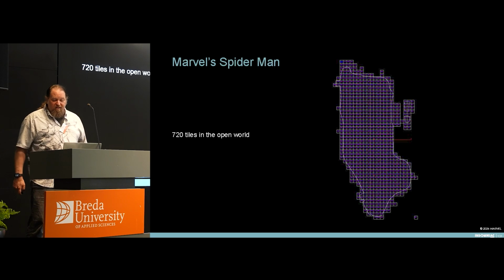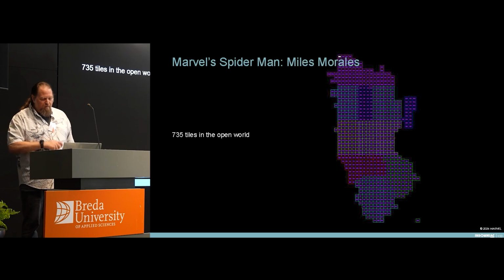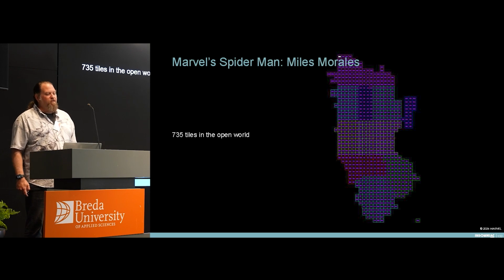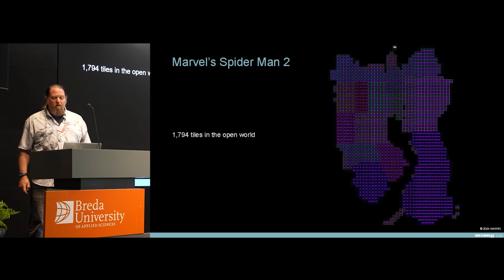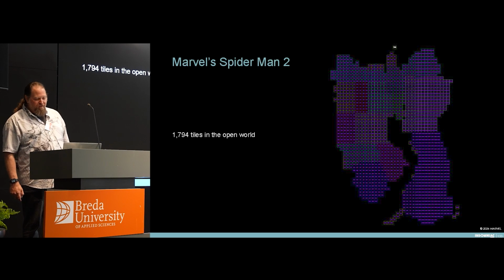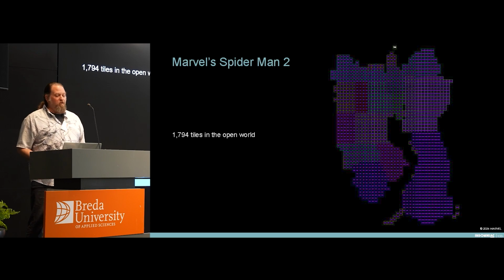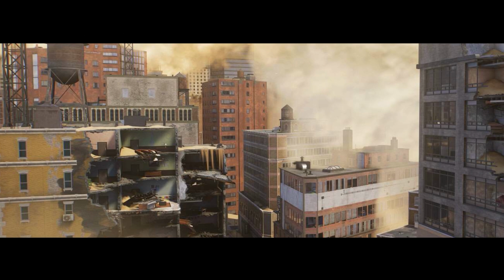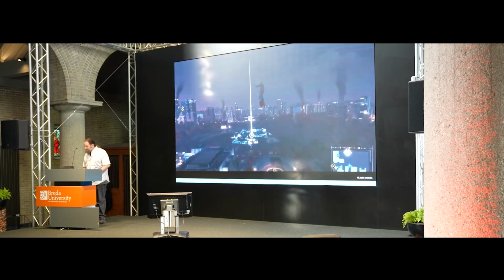Marvel's Spider-Man has 720 tiles in the open world. Miles Morales had 735 tiles. Marvel's Spider-Man 2 has 1,794 tiles in the open world, and the overall playing area nearly doubled. For Spider-Man 2, Insomniac introduced a new system to help manage persistent environment effects called the load hint system. The load hint system was an improvement over our older overlay system, which was used extensively in Spider-Man and Miles Morales.